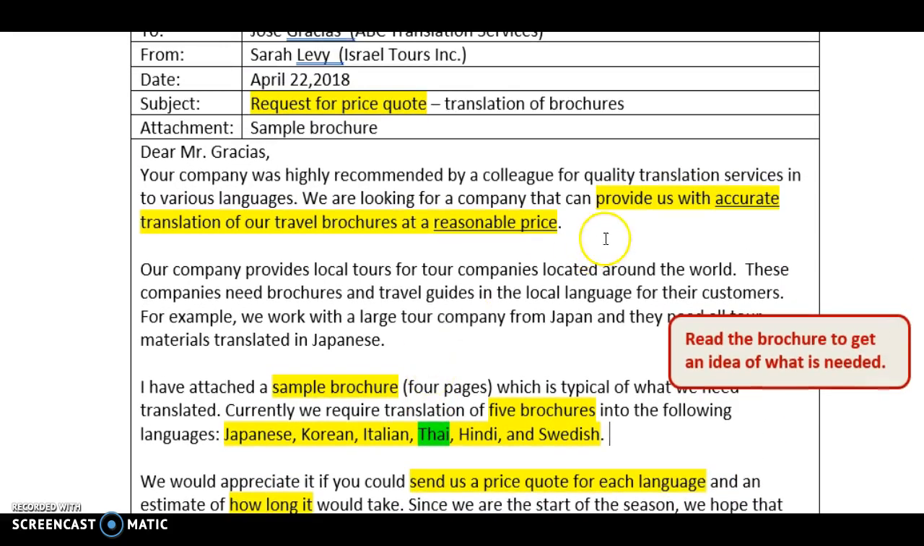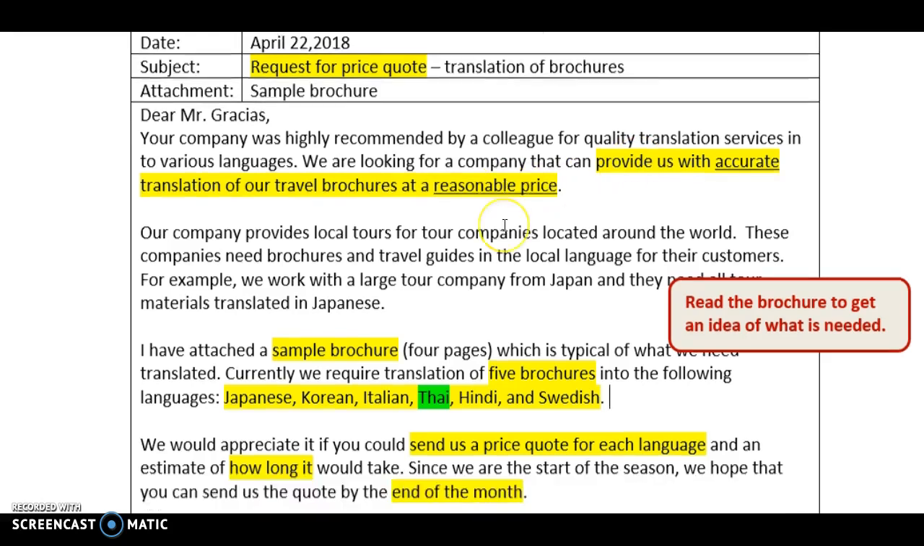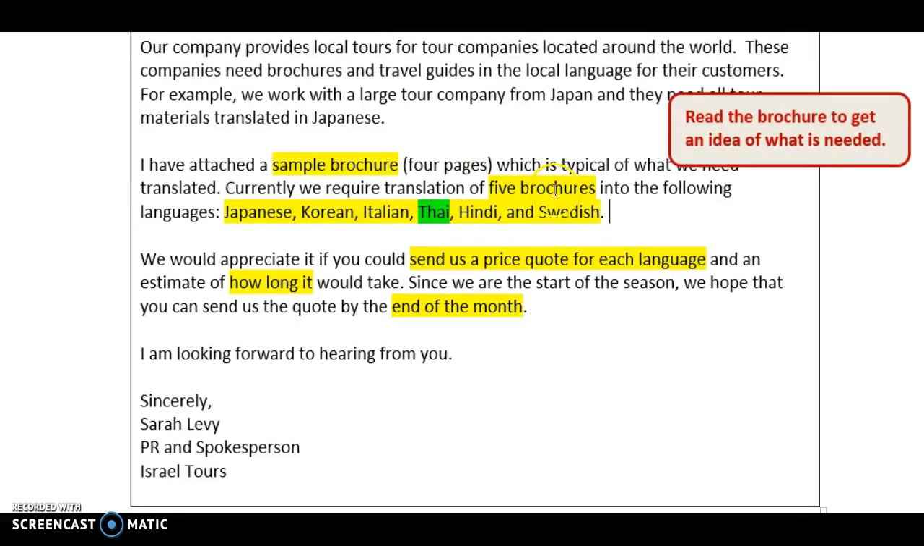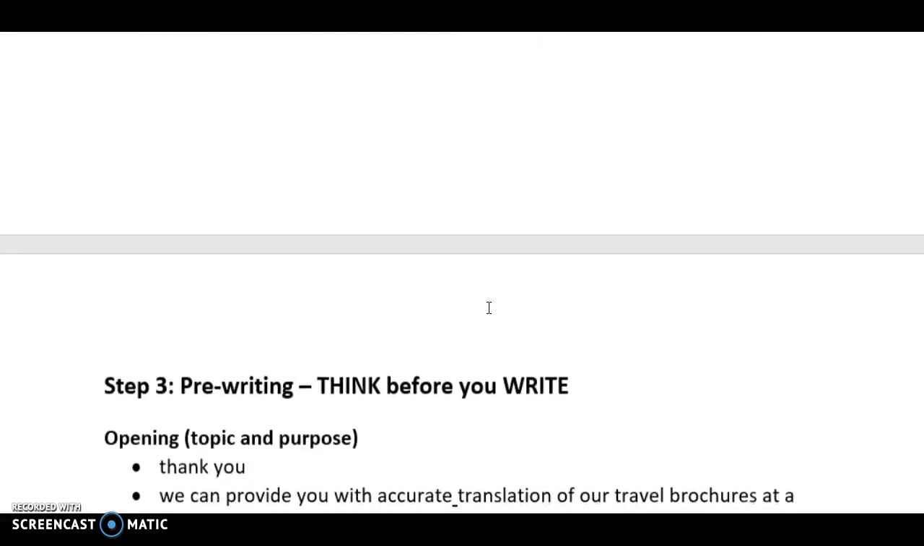So now I look and I can see, what do I need to relate to? That I can provide accurate translations at a reasonable price. He wants 5 brochures in these languages, but I can't do Thai. And he wants a price quote, how long, by the end of the month. Got it. So now what do I do?